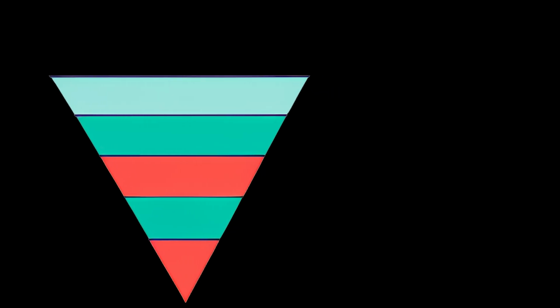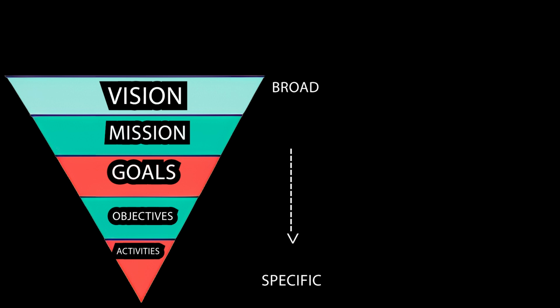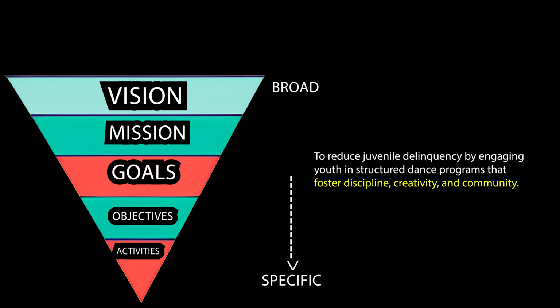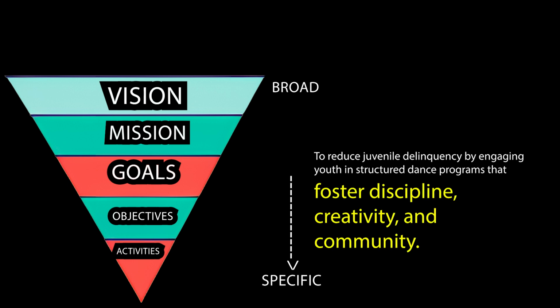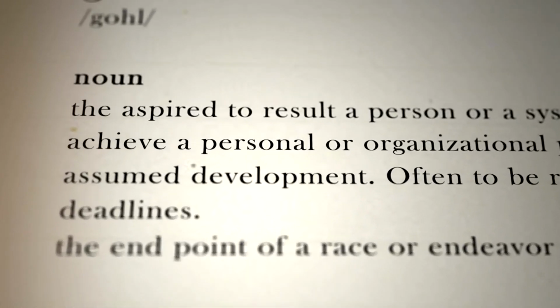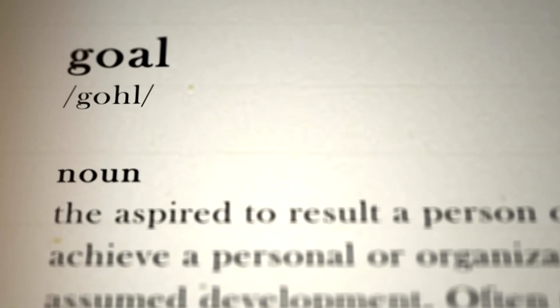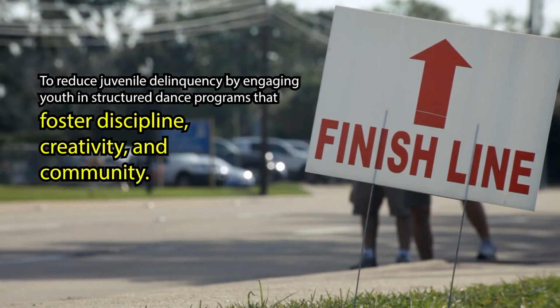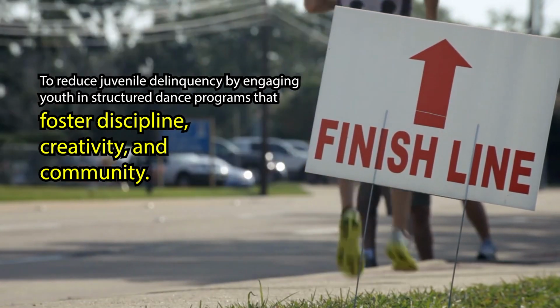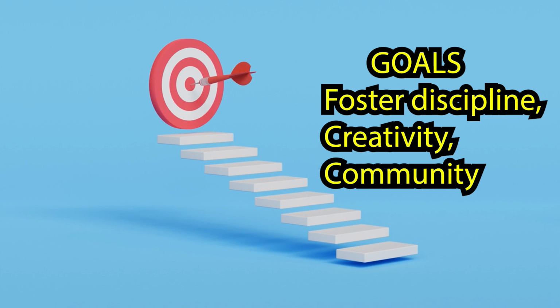Each level gets more specific as we move down the pyramid. We name some specific elements of our mission that work together to accomplish our mission. These become our goals. Think of each goal as a finish line. We want to foster discipline, creativity, and community. We know that we've reached our goal for each one when each of these events happen.